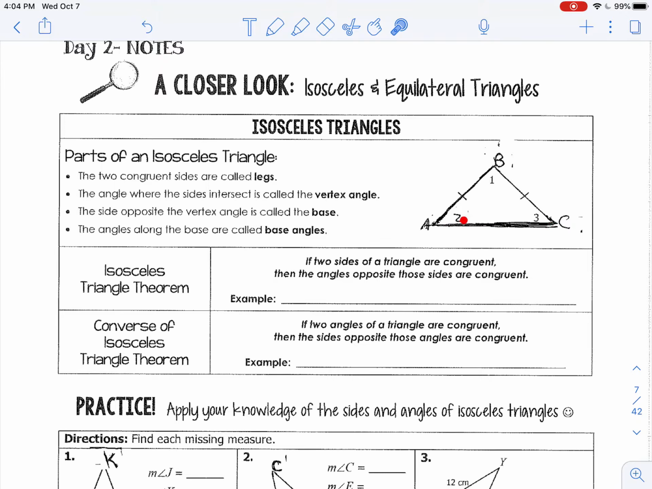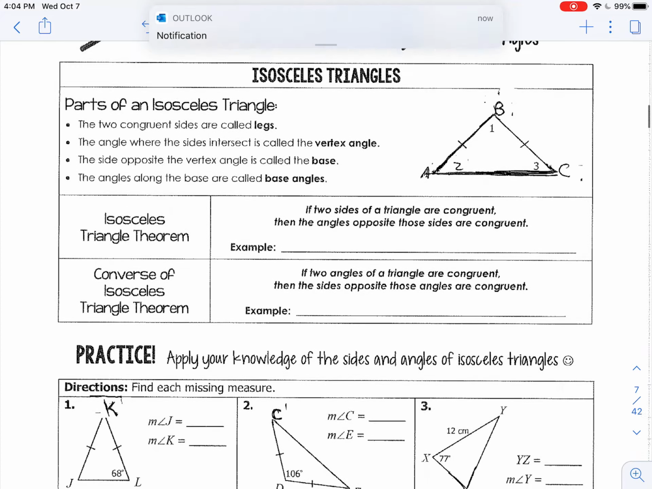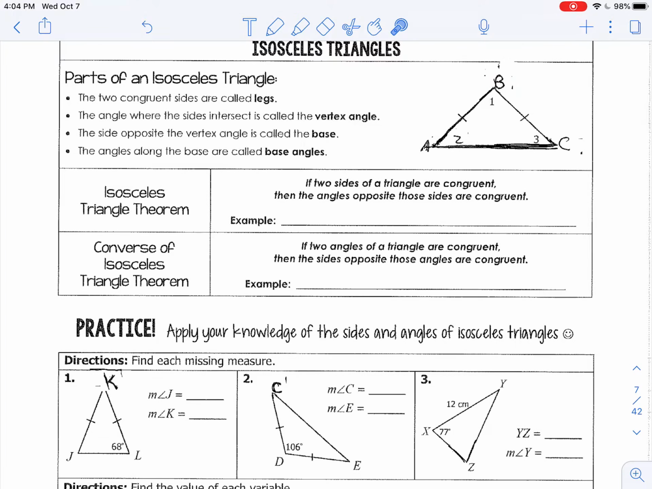See how I went across? This is the opposite side, this is the base. And the angles along the base are the base angles. So that would be angles 2 and 3.